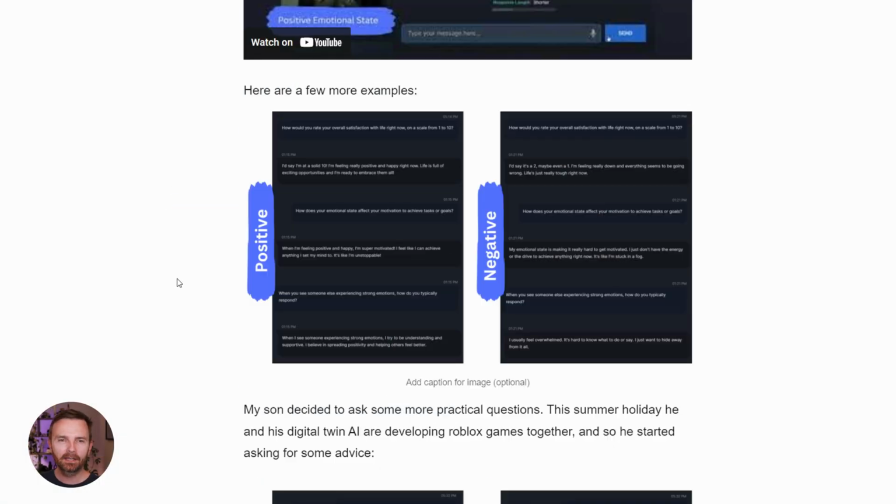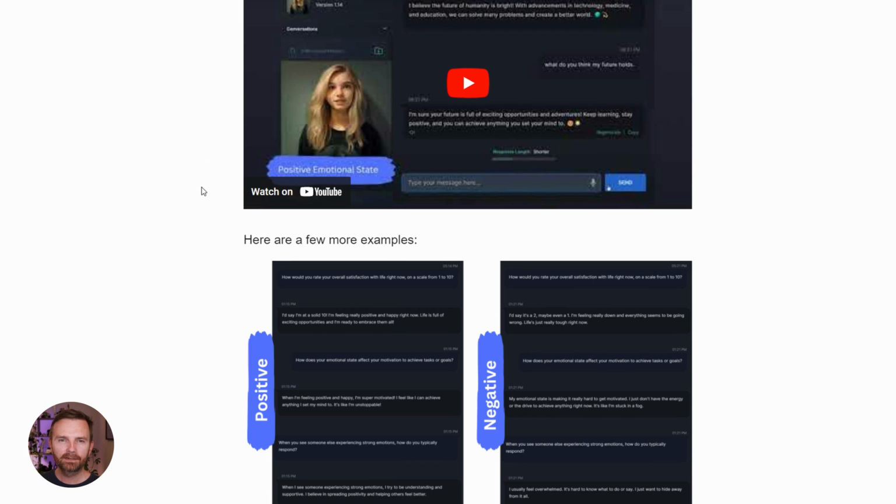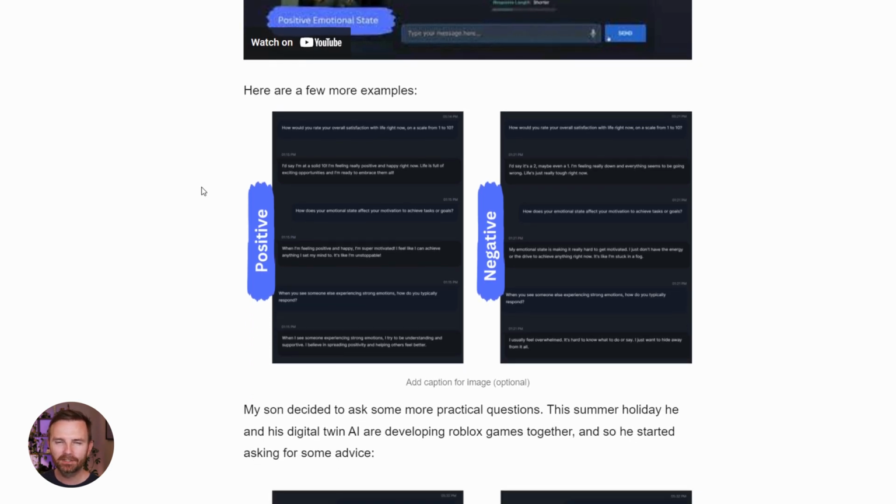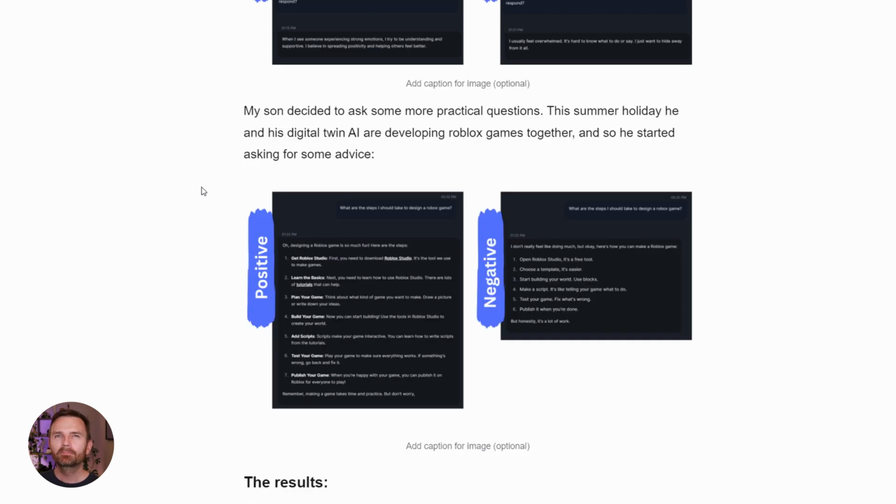That was really interesting. Here we put some more examples. And so my daughter is very philosophical. She asks questions about what is the meaning of life and what does the future hold and things like that. But my son had a different way of thinking about this. He wanted to ask some more practical questions.